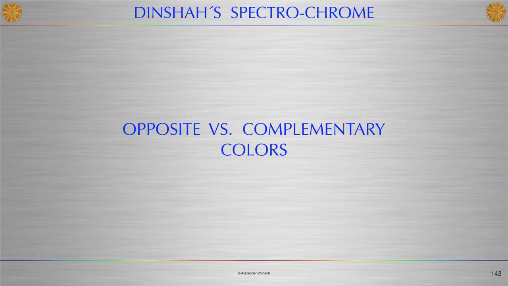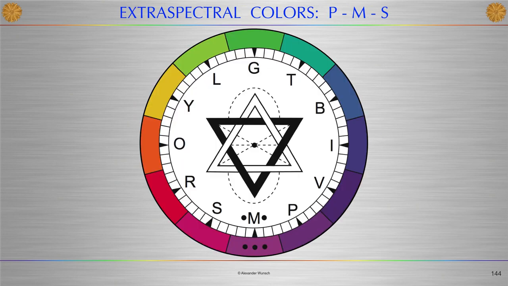So Dinshaw's spectrochrome is very specific in terms of opposite and complementary colors. When we look again at this color system, we see the opposite colors with exactly opposite physiological activity. Red is an opposite color of blue. Orange is an opposite color of indigo. Yellow is an opposite color of violet. And then we have a symmetry break. Lemon is an opposite color of turquoise. And scarlet is an opposite color of purple. And the complementary colors in physics are composed quite differently, because green and magenta together would give you white light. So the complementary colors and the opposite colors are something different.